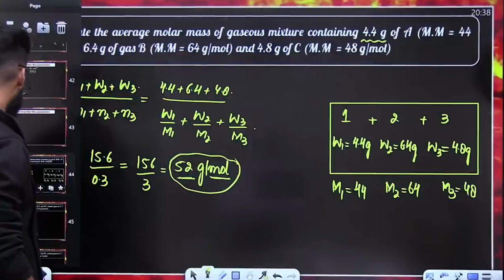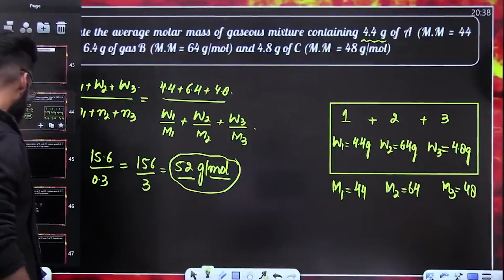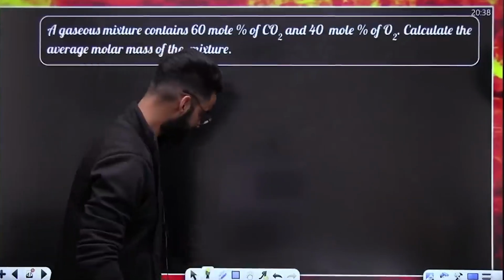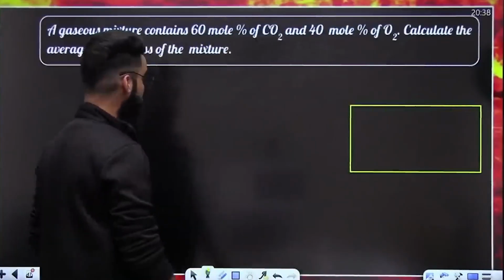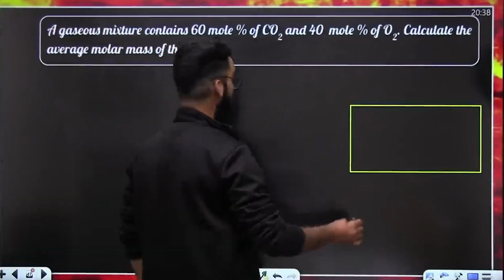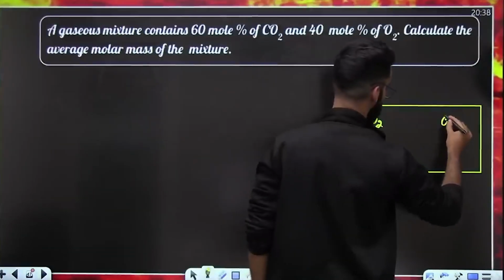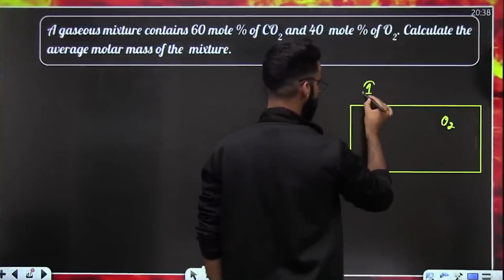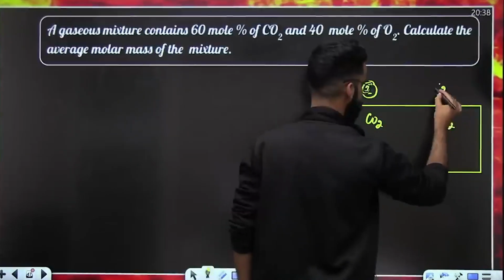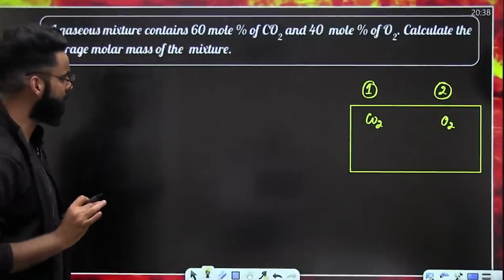Perfect. Let's try to solve one more question. Let me see if you can solve one more question or not. One simple question I'm giving you. The question is, again you have got a gaseous mixture in the container. Since there are two gases, one is carbon dioxide and one more is O2. Let me call this carbon dioxide as gas 1 and O2 as gas 2. There are two gases in the container, carbon dioxide and O2.